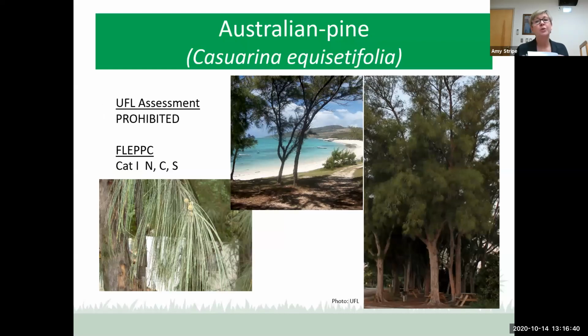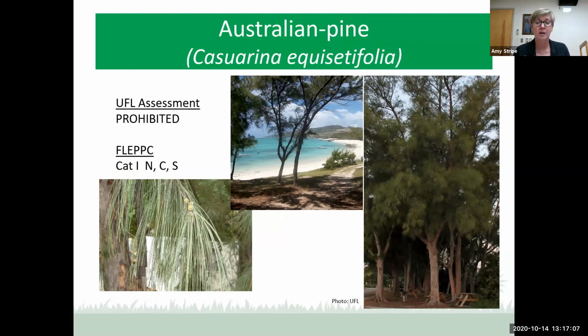Australian pine, introduced, of course, long favored as a beach erosion control measure and has escaped cultivation. The Australian pine trees, we discussed this last week, have a very dense and shallow root system, which makes it ideal for erosion control at the beach. But if you're a sea turtle, not so great, because you can't really make a nest around that tree. You just can't get into it to dig a nest.